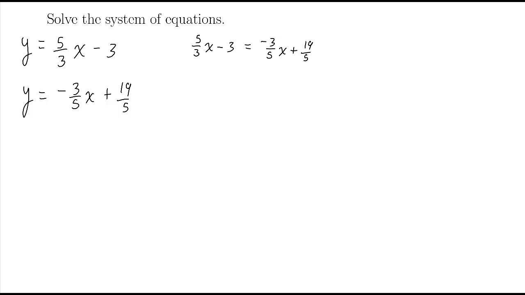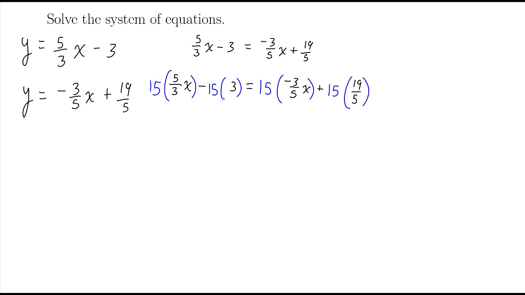First thing I want to do is get rid of all of these fractions. I have denominators of 3 and 5, so the common denominator would be 15. In other words, 3 and 5 both go into 15. So I'm going to multiply every term by 15. Let me give myself some space to do that. That will eliminate all of my fractions.